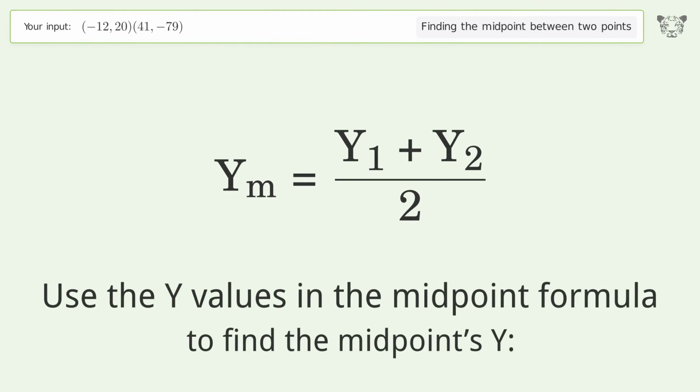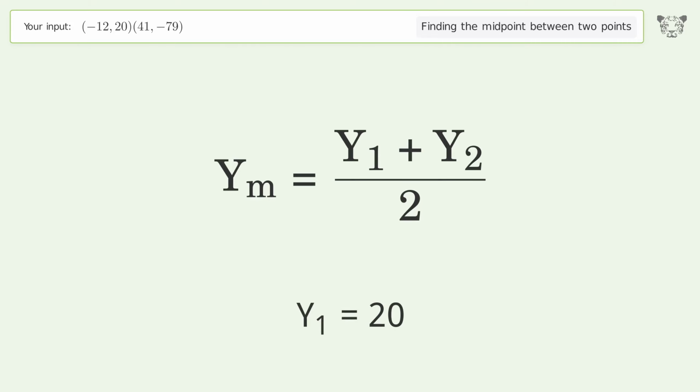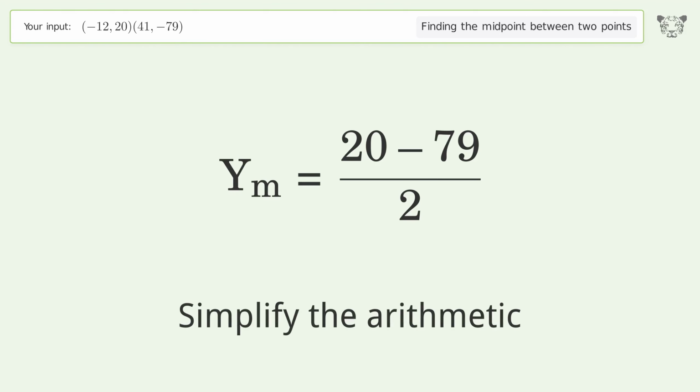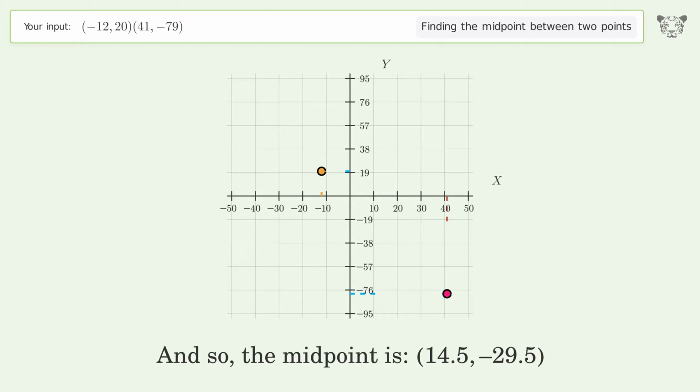Use the y values in the midpoint formula to find the midpoint's y. y1 equals 20. y2 equals negative 79. Simplify the arithmetic. And so, the midpoint is 14.5, negative 29.5.